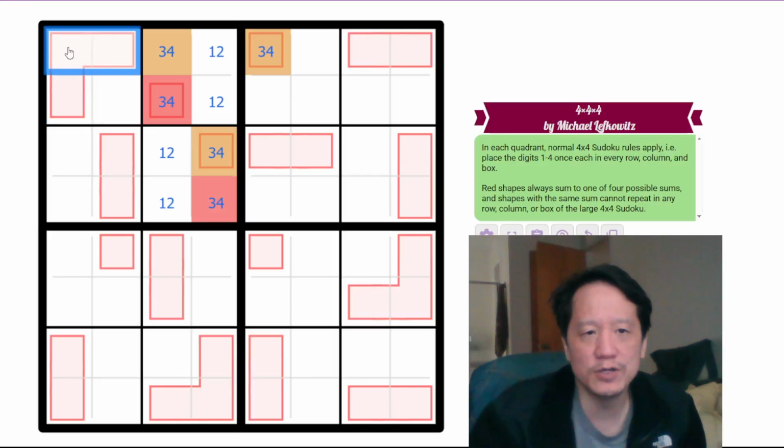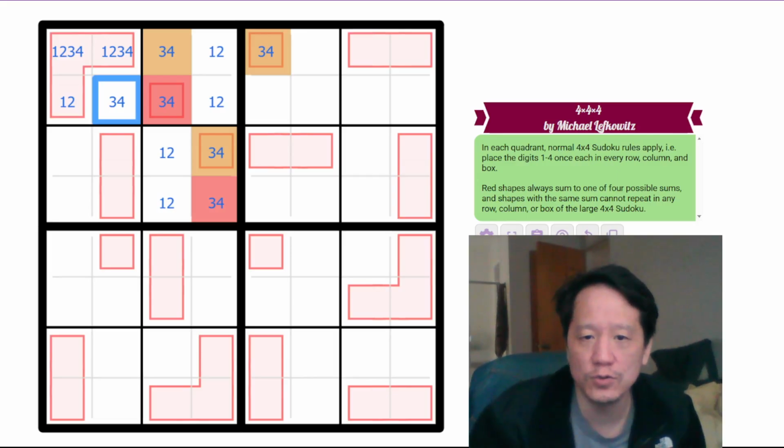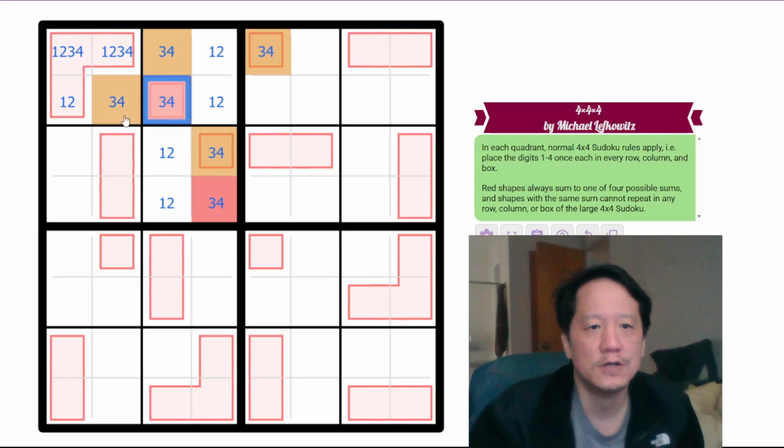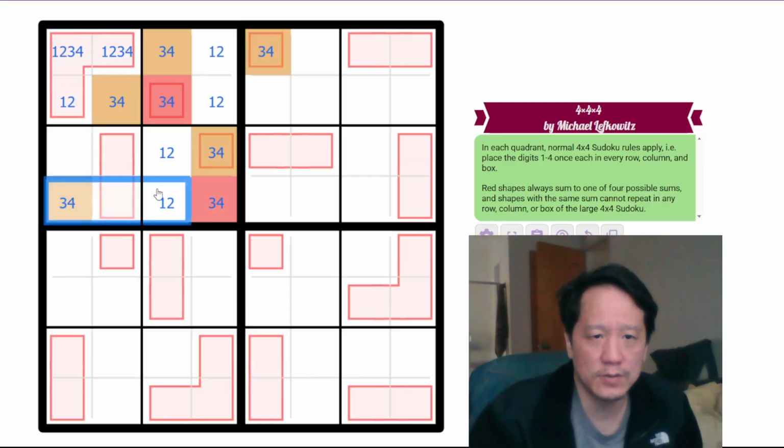So this must be the red 3-4. So it's 1, 2, 3, 4, and this must be 1 or 2, which makes this 3-4 and is orange 3-4. So orange 3-4 cannot be here or here, so orange 3-4 must be there. Red 3-4 can't be here.